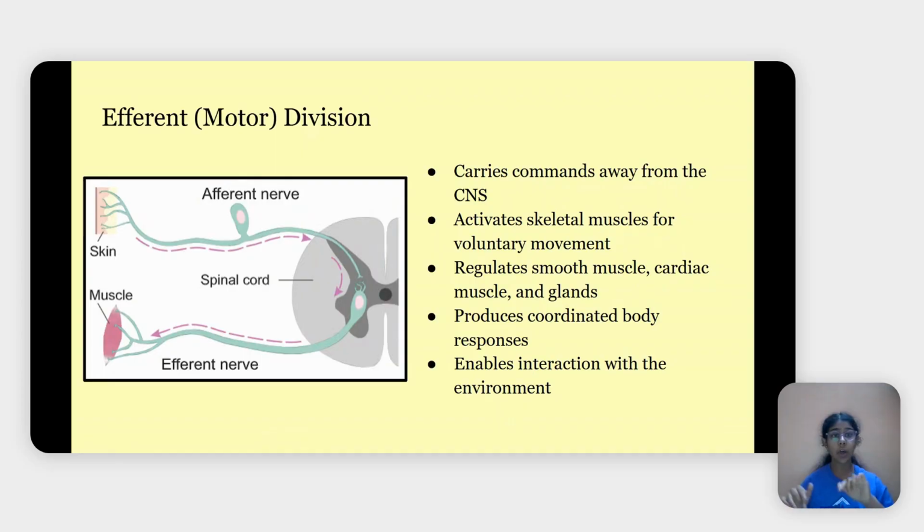It carries commands away from the CNS. Therefore, this pathway is utilized to allow the body to react to the external stimuli. It activates skeletal muscles for voluntary movement, regulates smooth muscle, cardiac muscle, and glands, produces coordinated body responses, and enables interaction with the environment.